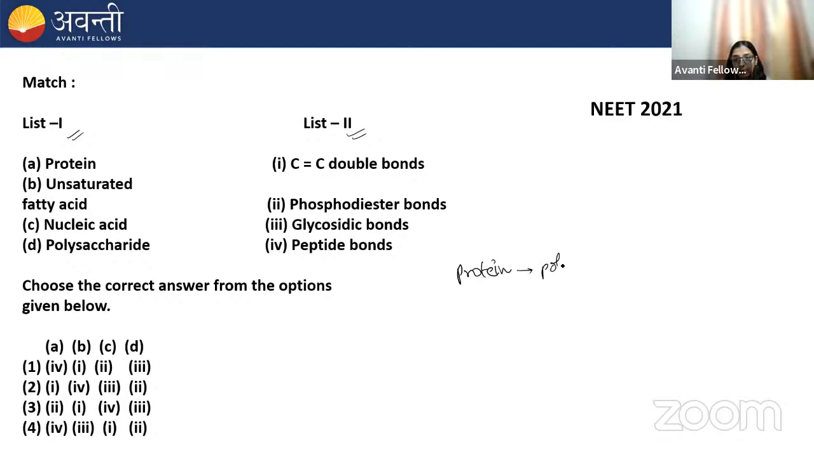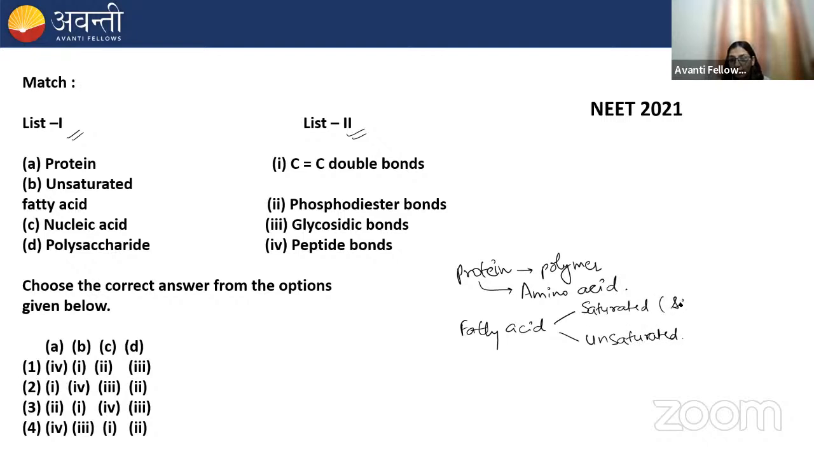We know that protein is a polymer, a macromolecule, and the monomeric unit of protein is amino acid. B says unsaturated fatty acid. Fatty acids are long chains of hydrocarbon with one carboxylic group. There are two types, saturated fatty acid and unsaturated fatty acid. Saturated fatty acids have a single bond, and unsaturated fatty acids have a double bond.